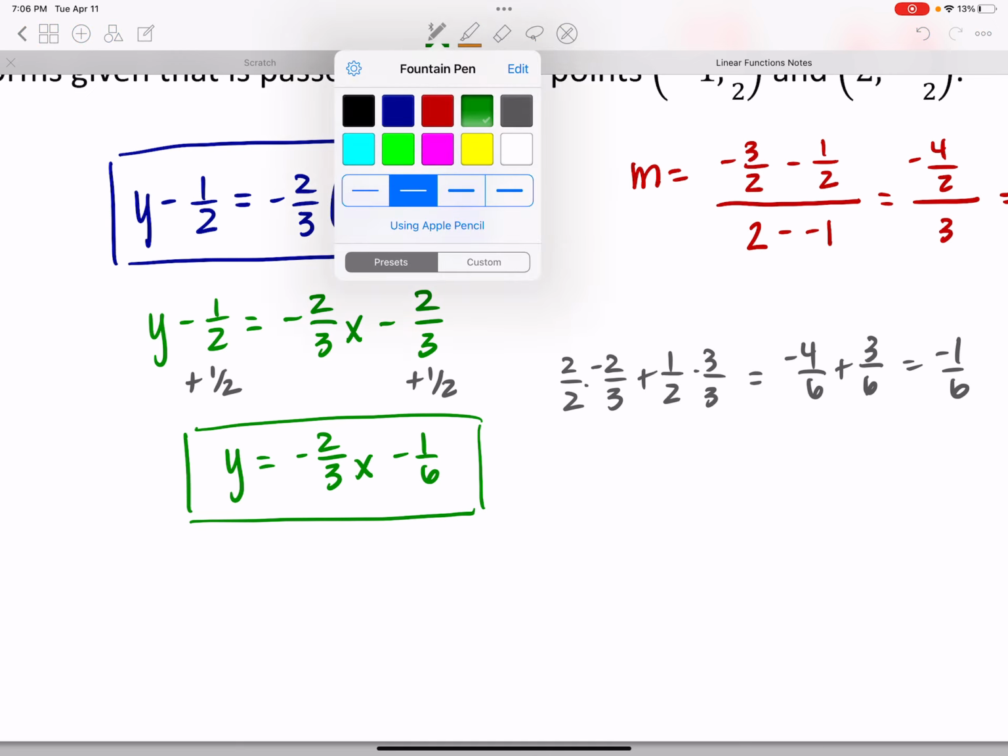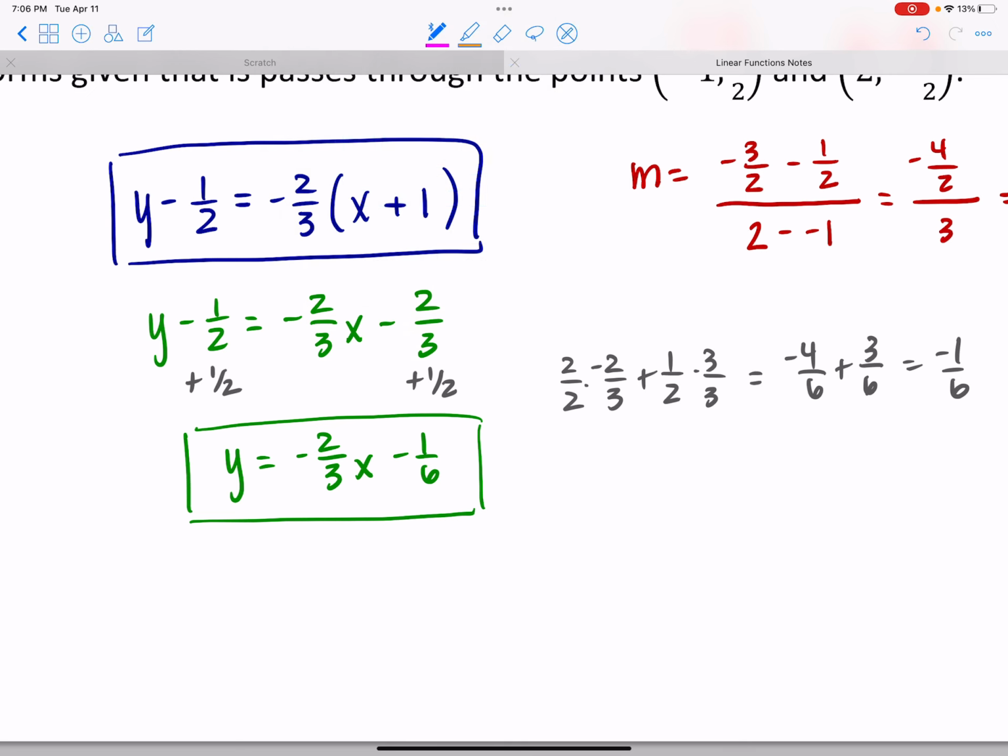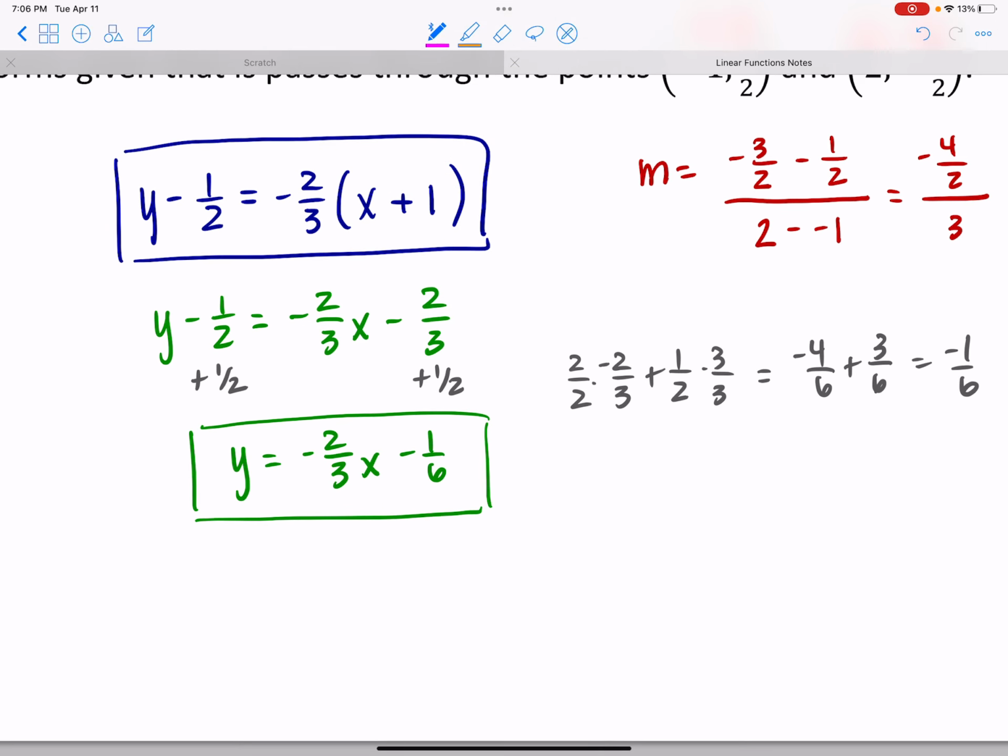And then lastly, which is good because we're almost out of room, we need the standard form. So that's rearranging. Let's take the slope-intercept and move the x term over. So if I add the 2/3 x over, and leave the y, and leave the negative 1/6, that would be the first step. But remember, this can't have any fractions in it.